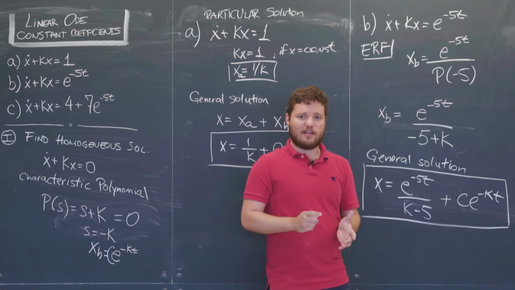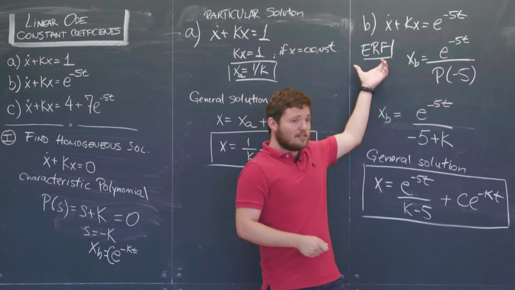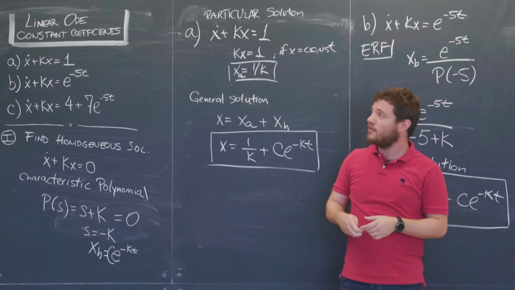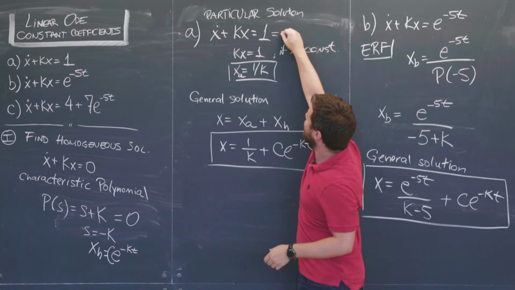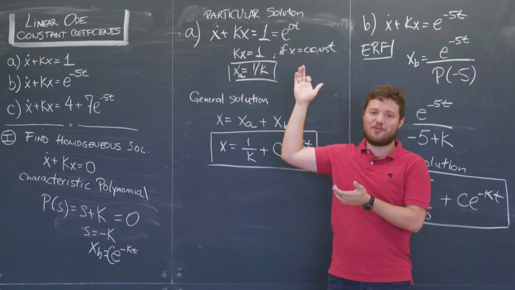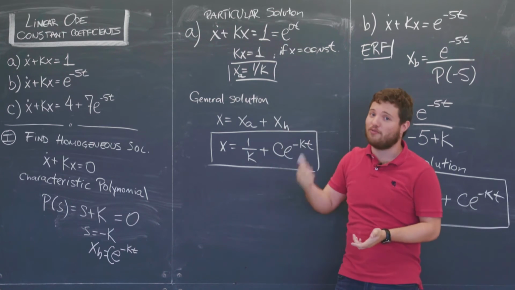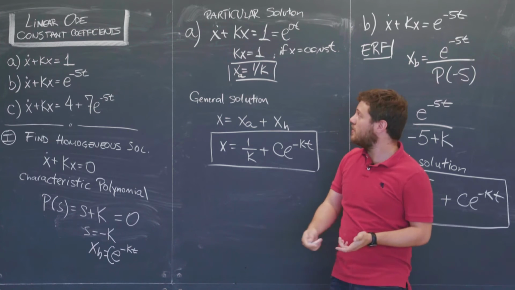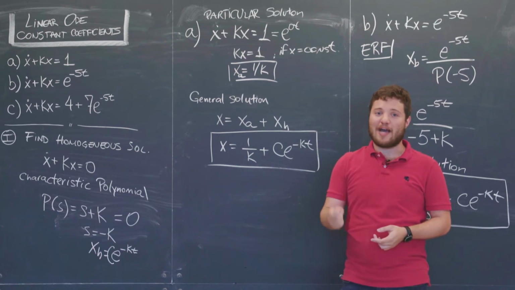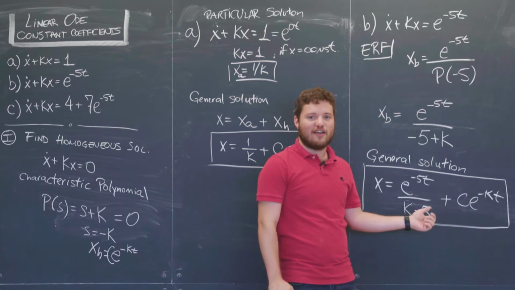But just one last thing that I want to point out is that the ERF could also have been used here in part A. If we think of 1 as e to the 0t, that's true, that's an exponential, and if we use the exponential response formula, we would have gotten the same answer. You should try that. We'll go back to the case now where k is equal to 5 in the next video.